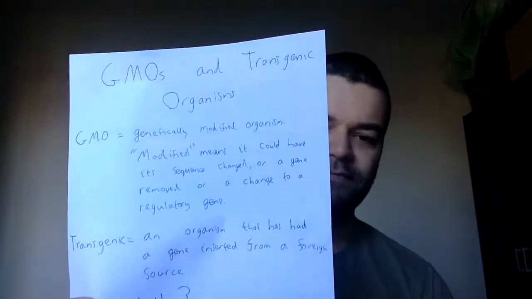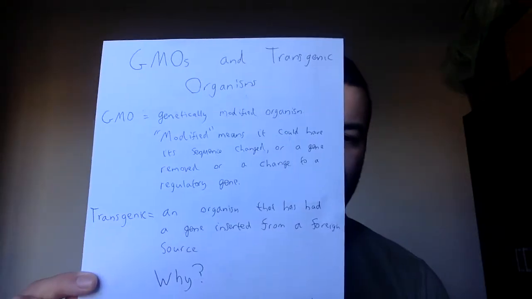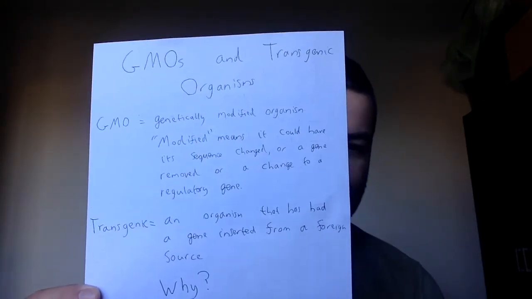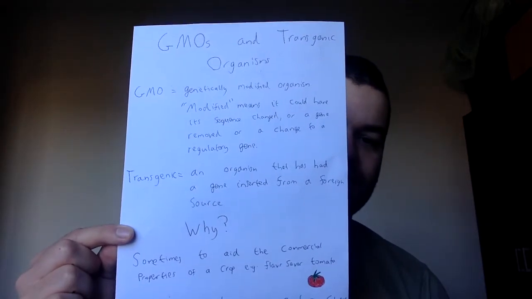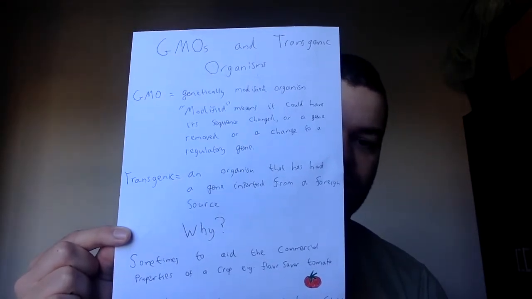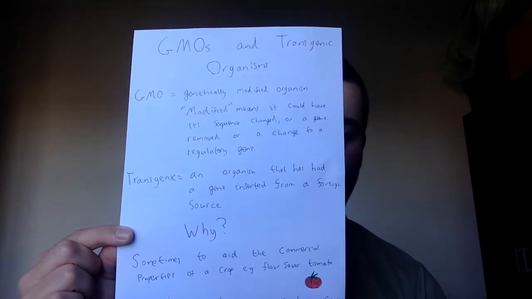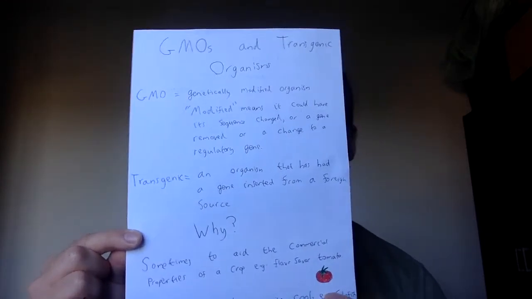So why do we do this? Why do we modify genetics? Why do we even sometimes insert DNA from foreign sources into them? Well, sometimes it's to aid the commercial properties of a crop. And a good example of that is the flavour saver tomato.